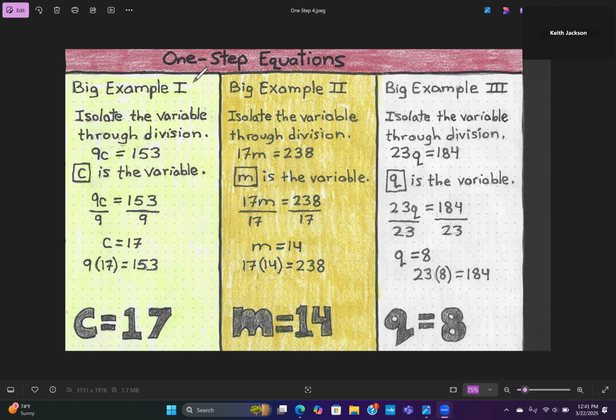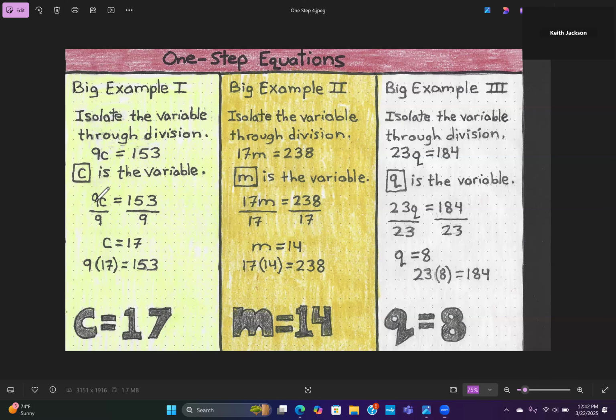Now, let's take a look at big example one, in which we have 9c is equal to 153, or 9 times c is equal to 153, keeping in mind that we're going to isolate the variable c through division because we know that c is the variable. And so what we're going to do in this case, we're going to divide by 9. Well, why do we divide by 9? Because 9 is the coefficient of c, or 9 is connected to c, and so in order to get c by itself, we will have to divide by 9, and we're going to do that.